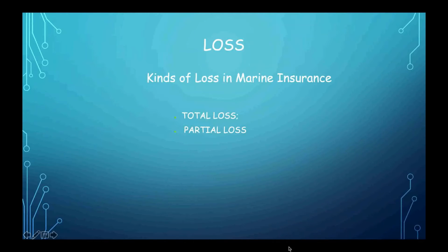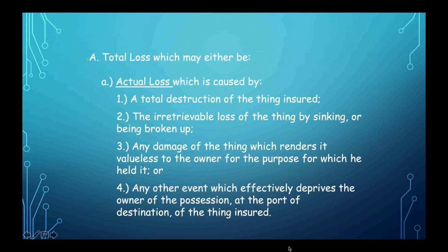Loss. There are two kinds of loss in marine insurance. It could be total loss or partial loss. In total loss, there are two types, actual loss and constructive loss. But we'll first discuss the actual loss. Actual loss is caused by a total destruction of the thing insured.